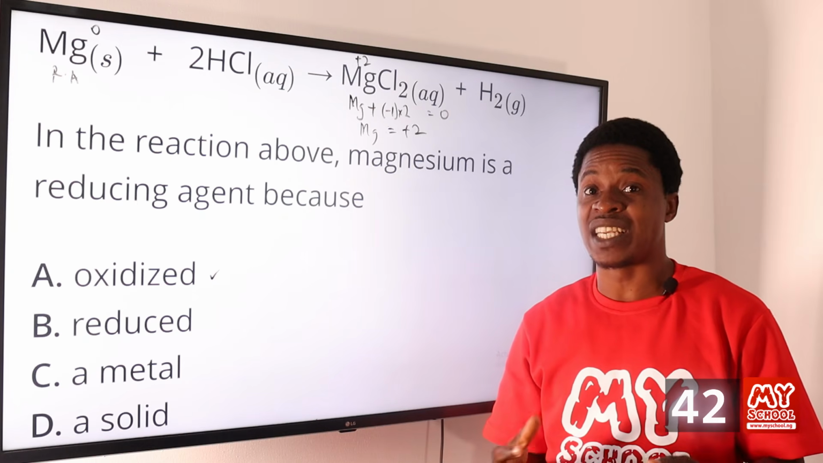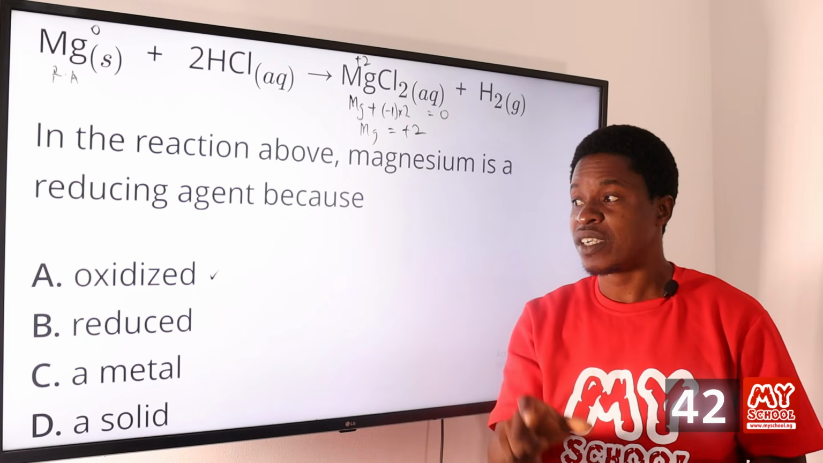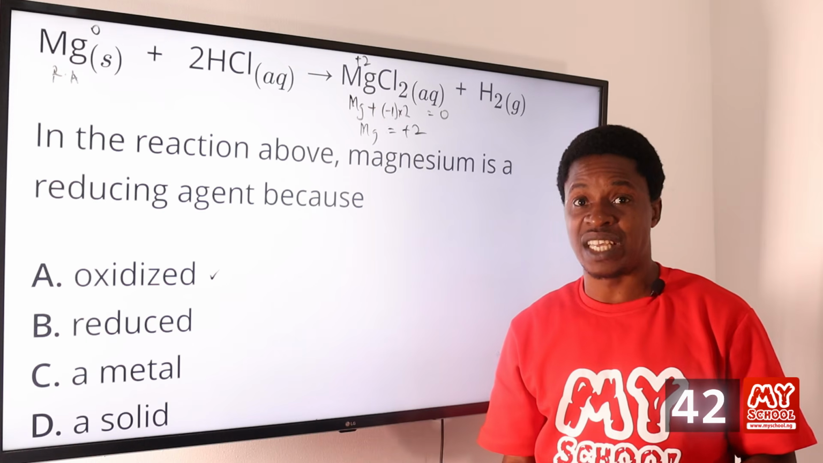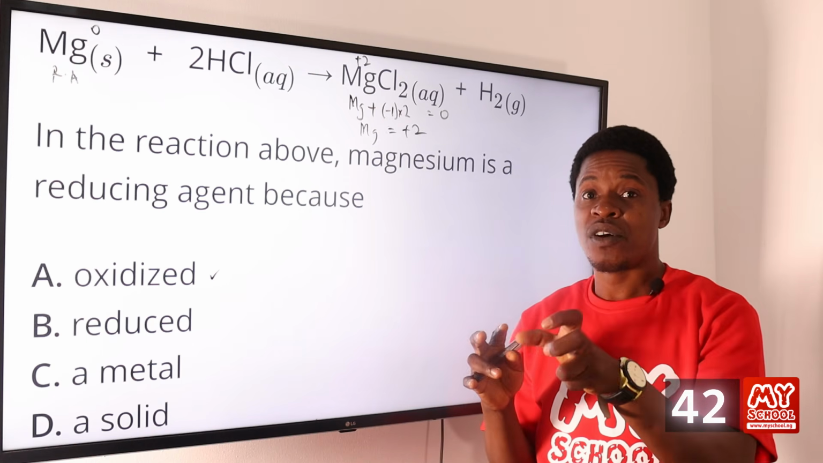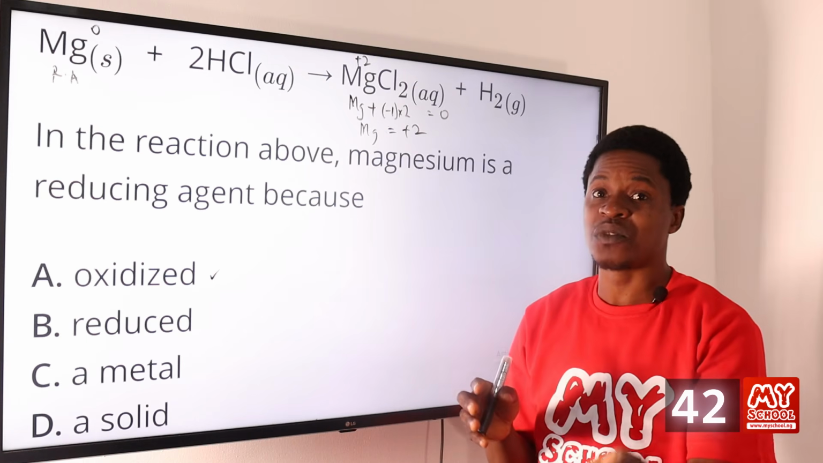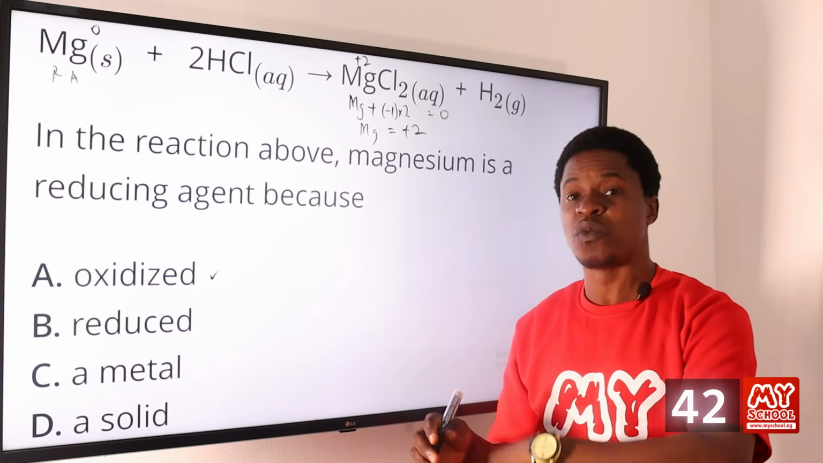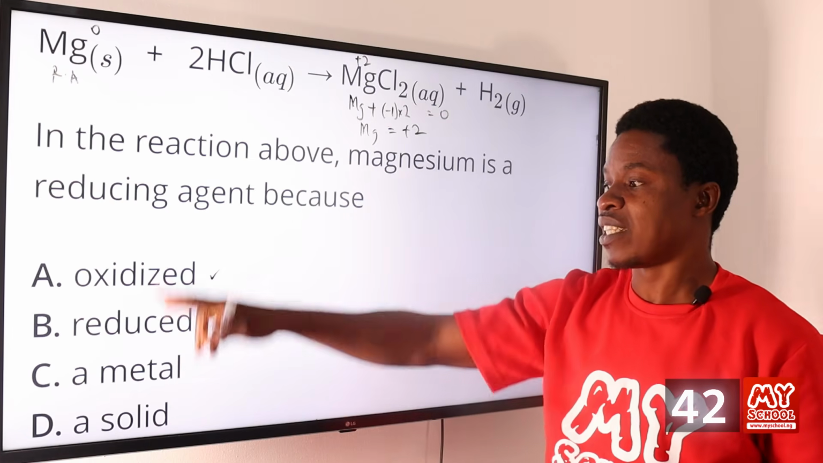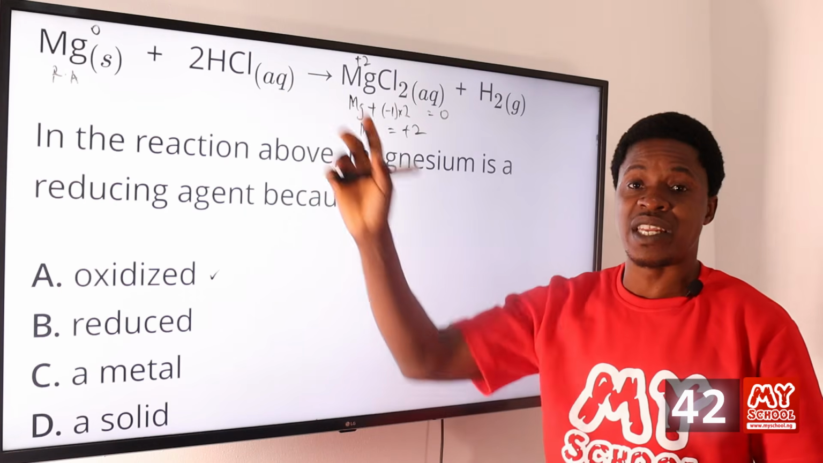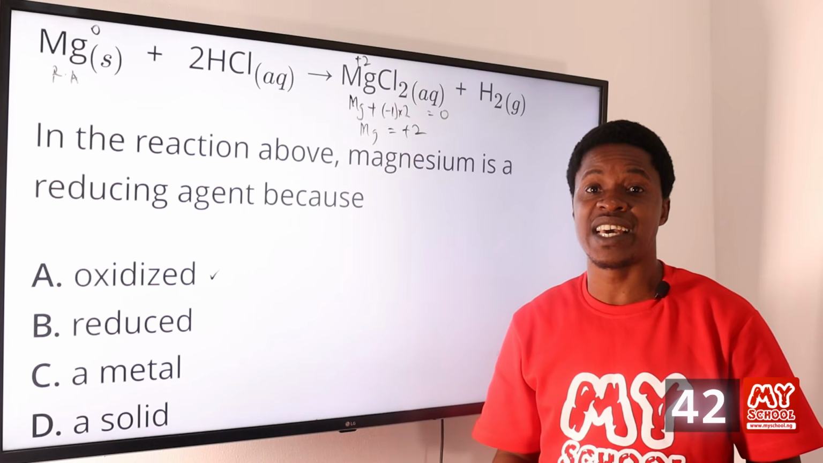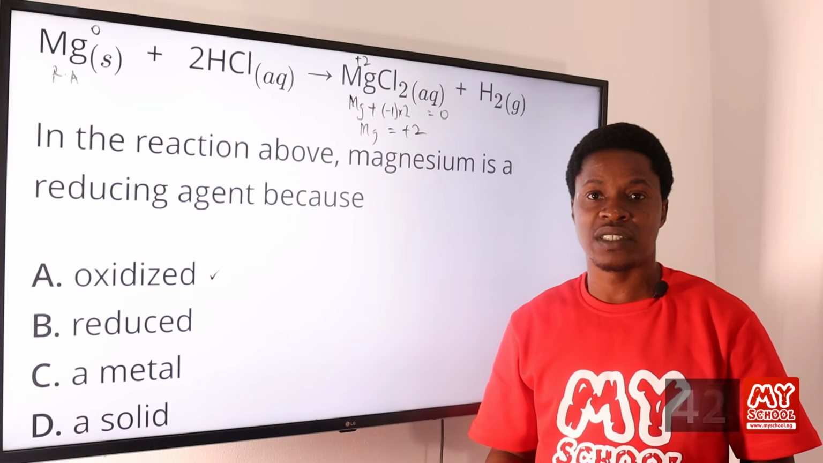Though we know that generally metals, especially those in group 1 and group 2, are reducing agents, we have reactions where two or more metals react together. So one will definitely reduce while the other one will be oxidized. But that is not the reason why, and it's not because it's a solid. This is just a state of matter. It does not determine if it's a reducing agent. So the correct answer here is option A, oxidized.